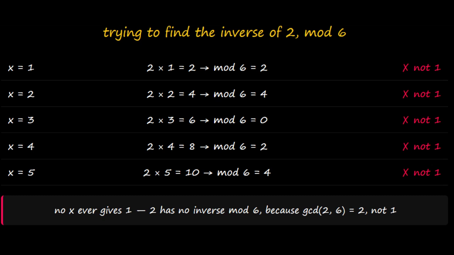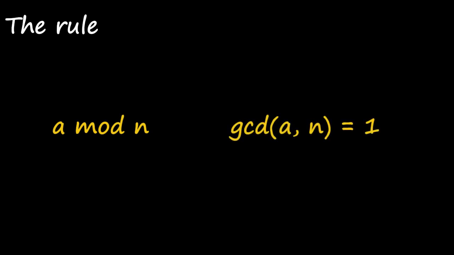2 has no inverse mod 6 because the greatest common divisor of 2 and 6 is 2, not 1. The rule: a has an inverse mod n only if the greatest common divisor of a and n is 1, which is why ZK systems use a prime as the modulus.